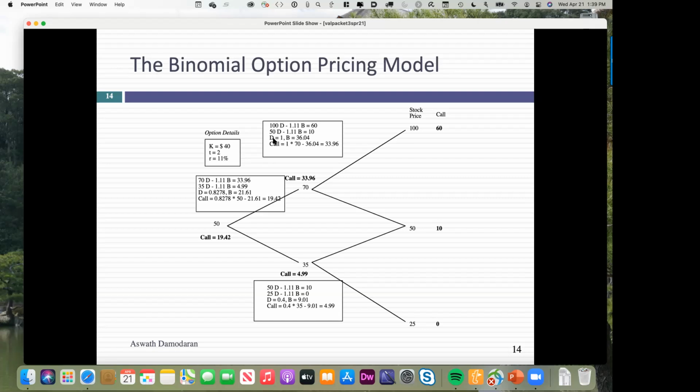If the stock goes to 100, I'm going to get 100 times D. That's the number of shares of stock I bought. I have to repay the borrowing with 11% interest rate. So 100 times D minus the borrowing repaid should be equal to 60. I'm trying to make sure that replicating portfolio has the same cash flows as the call. If the stock goes to 50, 50 times D minus 1.11 times B has to be equal to 10.